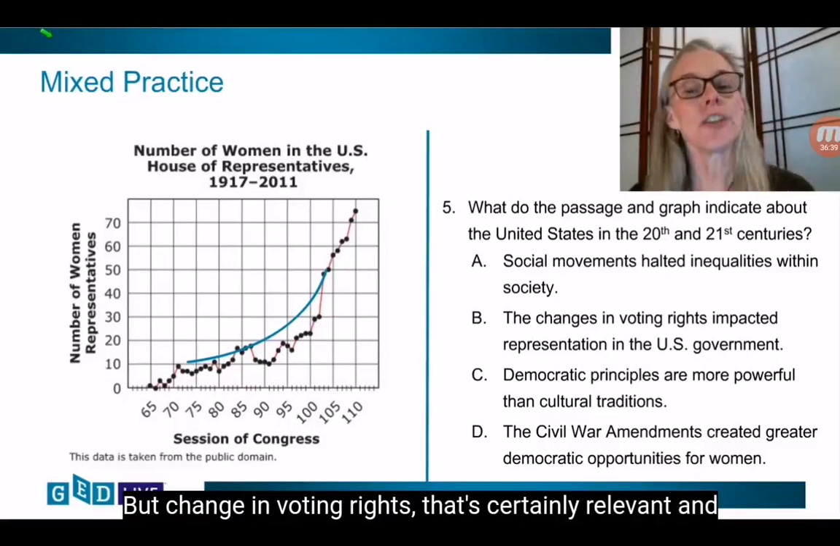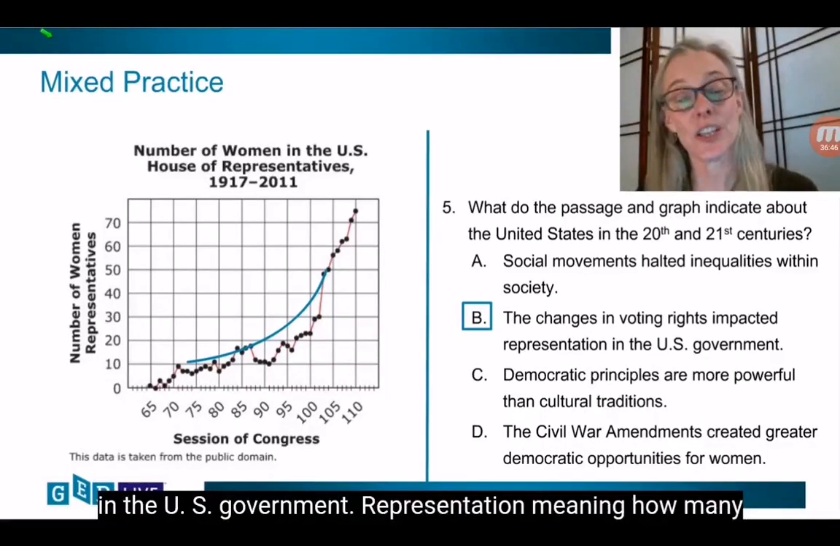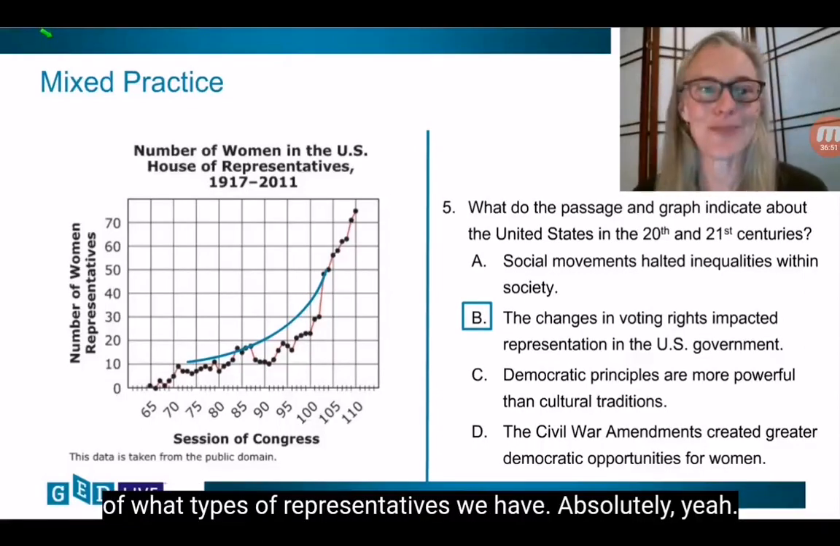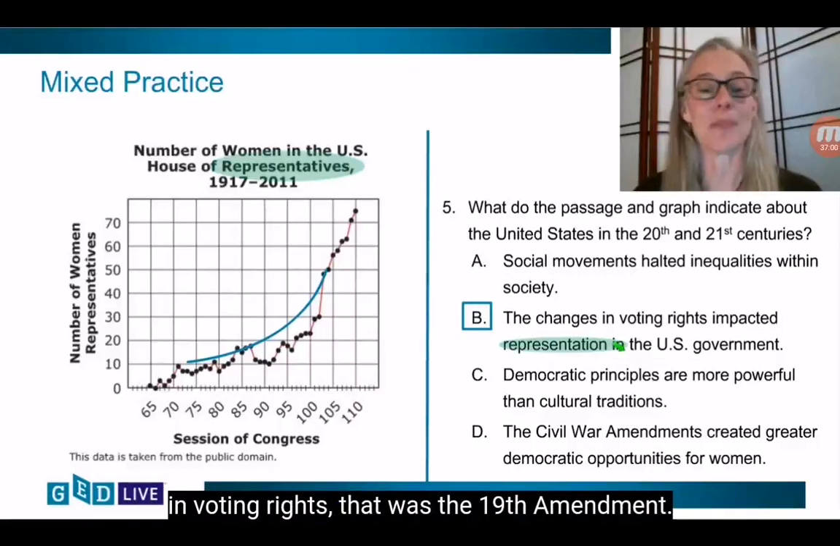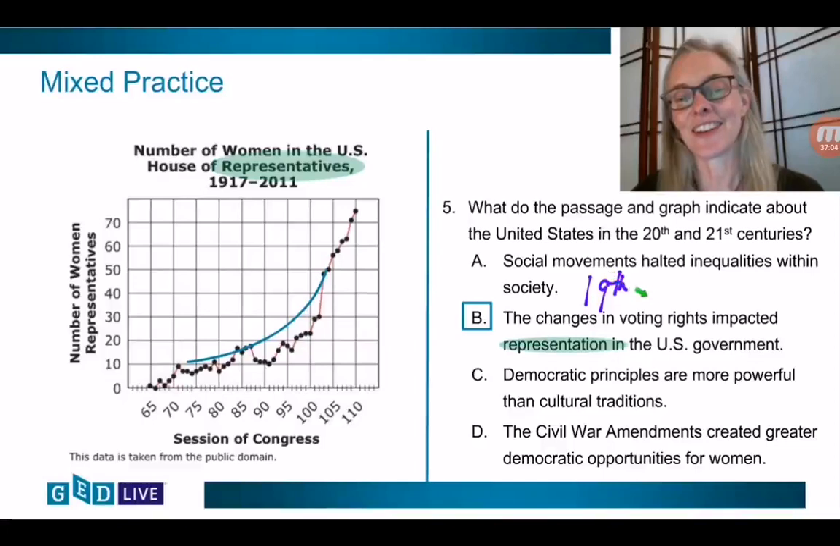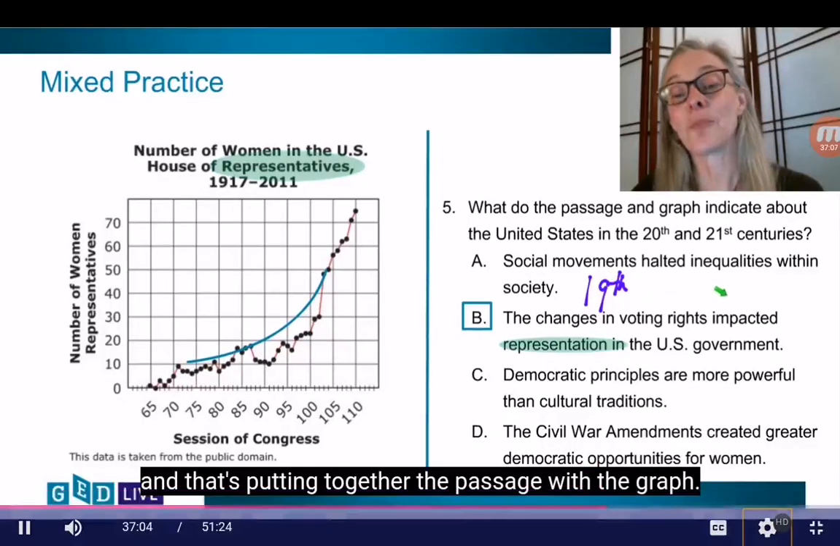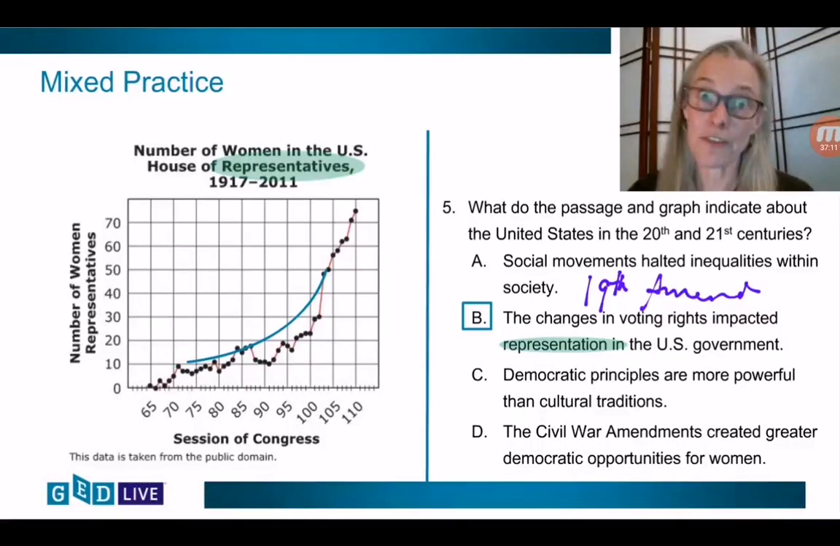But change in voting rights, that's certainly relevant. And is it in fact true that it had an impact on the representation in the US government? Representation meaning how many of what types of representatives we have? Absolutely. Here are your representatives. Here's representation. Changes in voting rights, that was the 19th Amendment, right? 19th Amendment here. And that's putting together the passage with the graph.